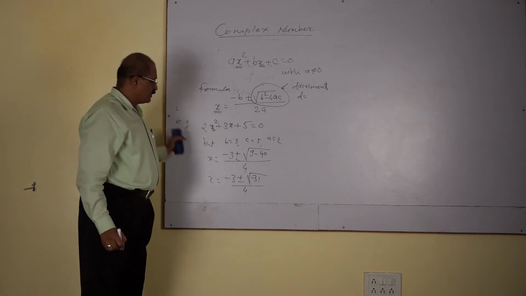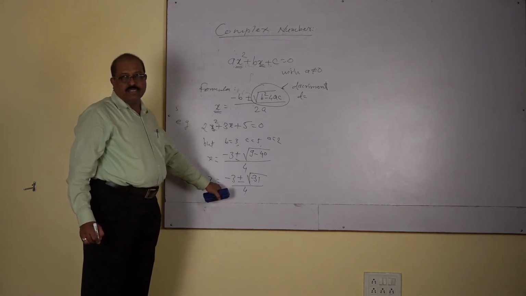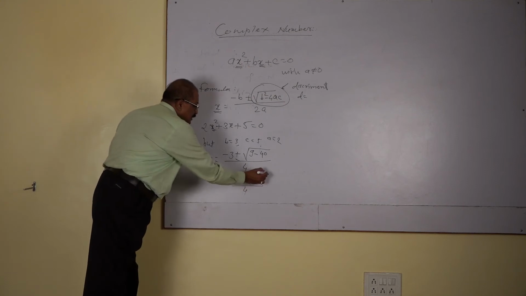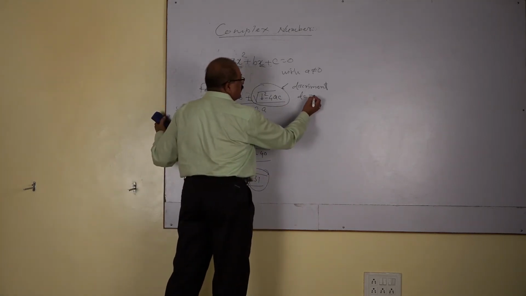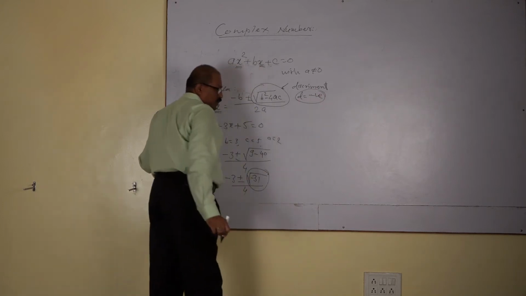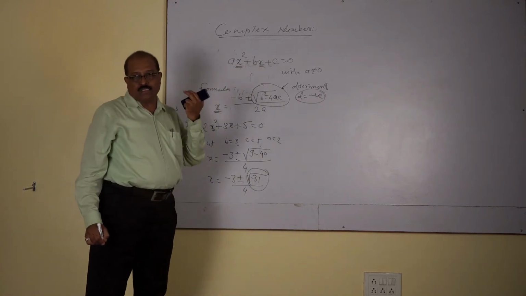So these roots are neither rational nor irrational, because the value under the square root is negative. Its discriminant is negative. Therefore the roots are not rational or irrational.